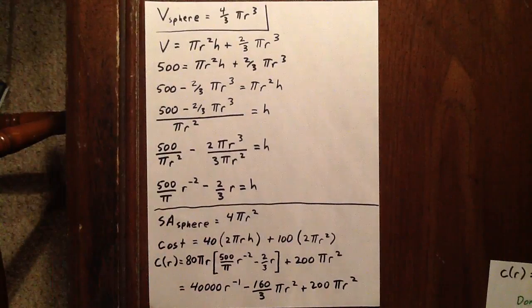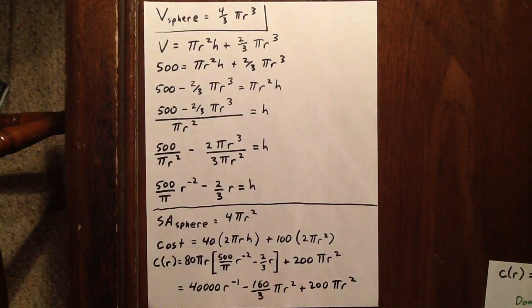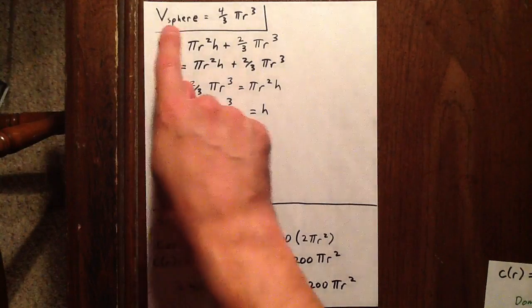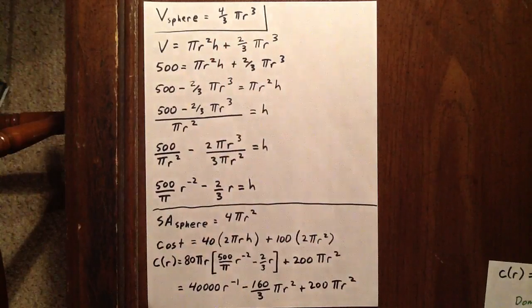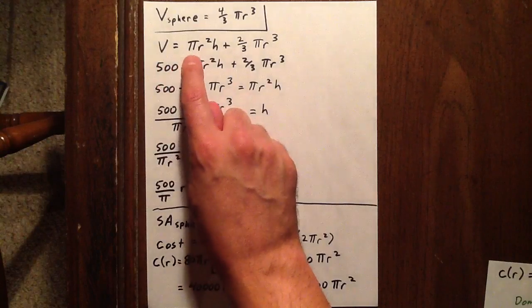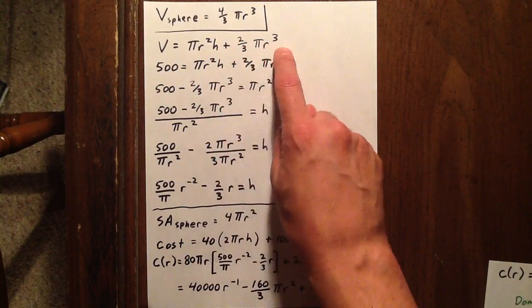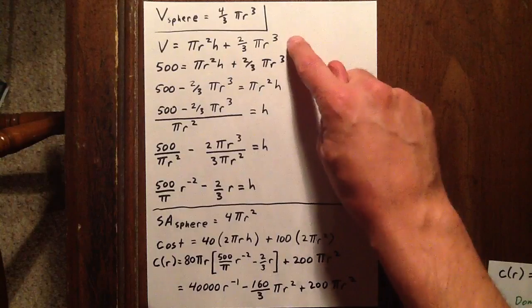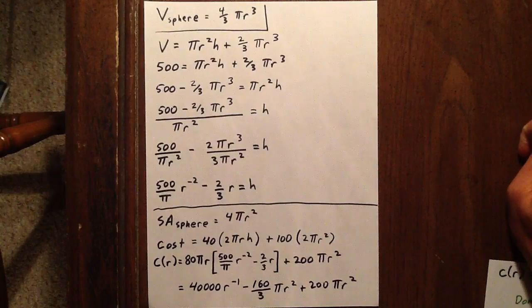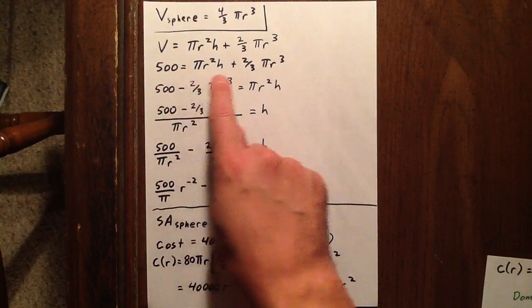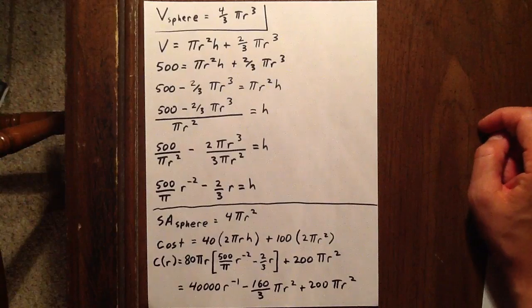Now, looking at it in detail, we know that the entire volume is 500. Well, the volume of a sphere is 4/3 pi r cubed, and that means that the volume of the silo is the volume of a cylinder plus 2/3 the volume of a sphere, since it's only half of a sphere on top. So 500 equals pi r squared h plus 2/3 pi r cubed.